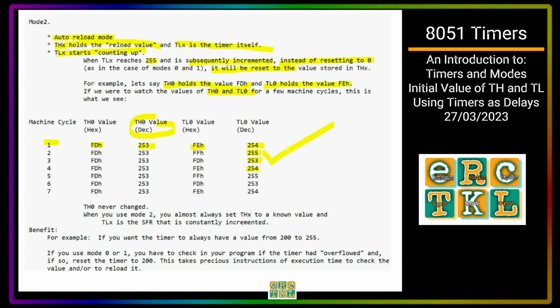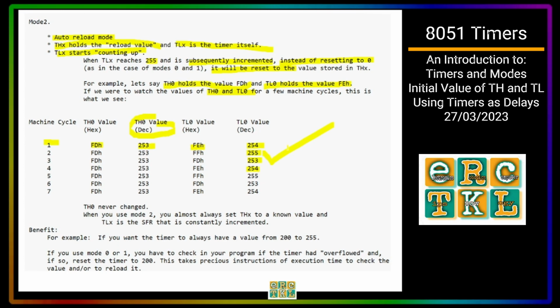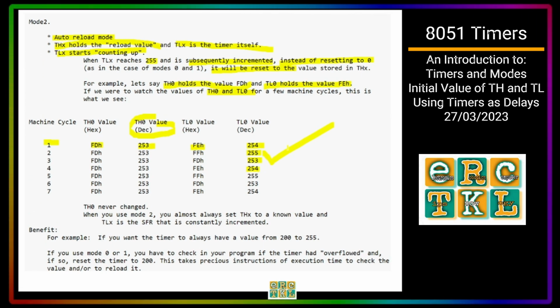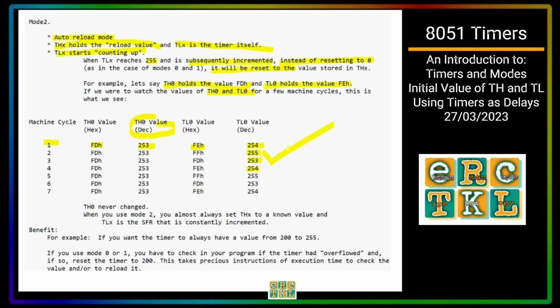Mode 0, 0 to 31, 31 to 0. Mode 1, 0 to 255, 255 to 0. But mode 2, no. Let's say it starts from 0, although I think it will not start from 0; it should start from TH. But let's say it goes from 0 to 255. 255 to 0, no. 255 to 03. You understand? So if we want it to only have five numbers, it will be 255, 254, 253, 252, 251. We can put 251 in the TH0 so that when you reach 255, it will go back to 251. You understand? That's mode 2.